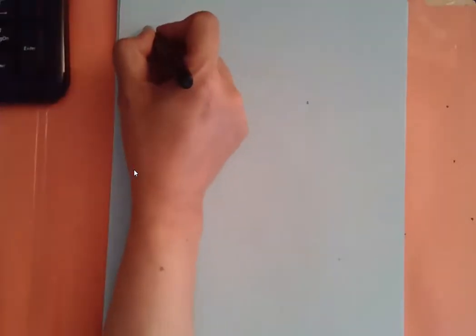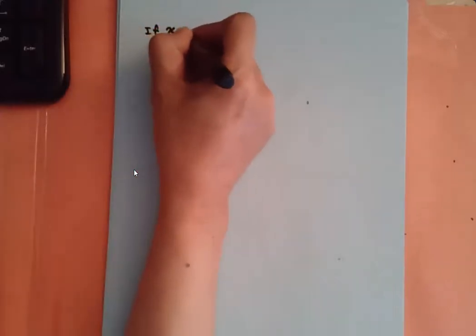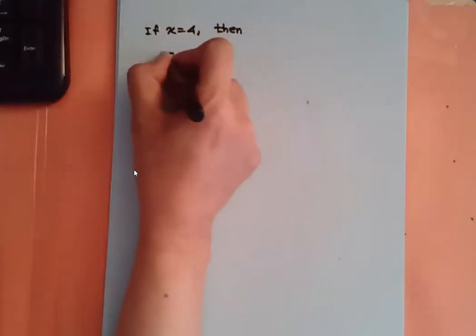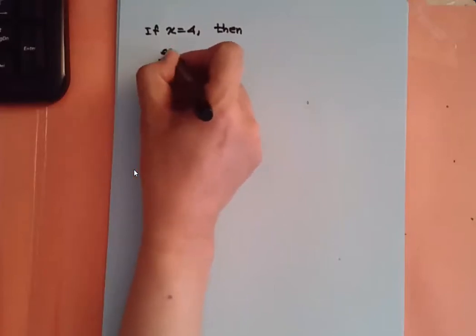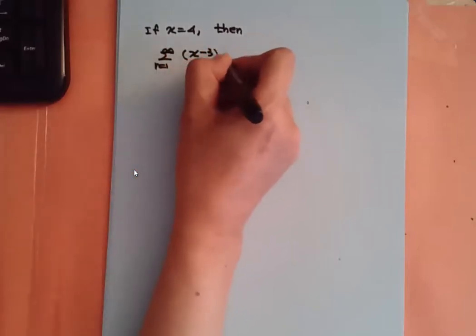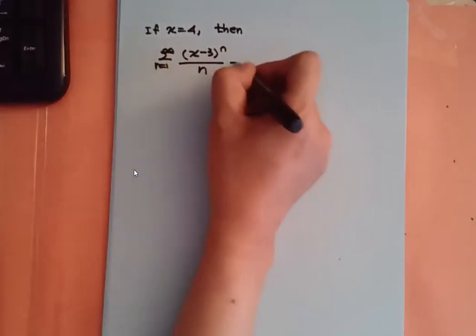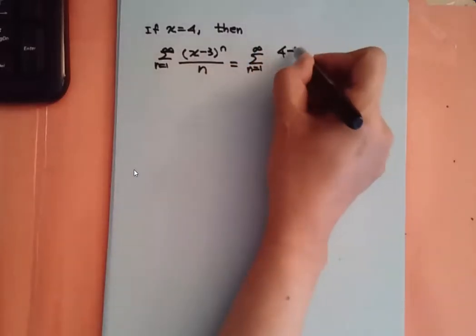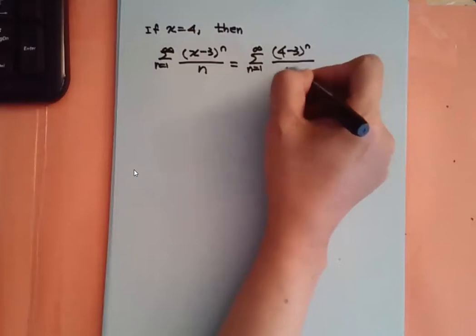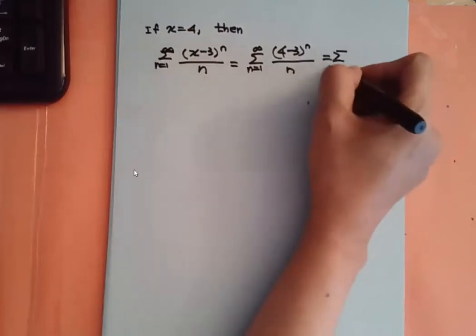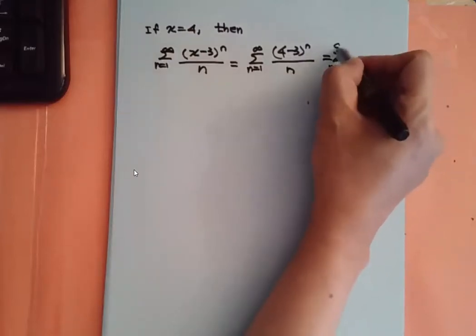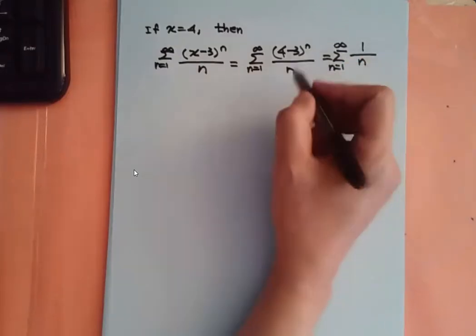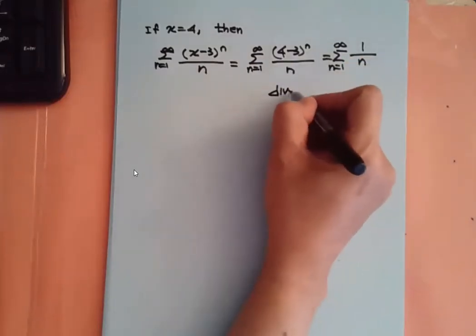So if x equals 4, then the summation n equals 1 to infinity of (x minus 3) to the n power over n will become the summation n equals 1 to infinity of (4 minus 3) to the n power over n. So that equals the sum from n equals 1 to infinity, and 1 to the n power is 1, so we get 1 over n. So this is a harmonic series, which diverges.